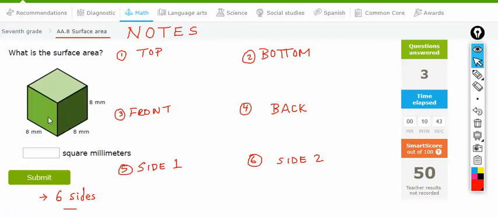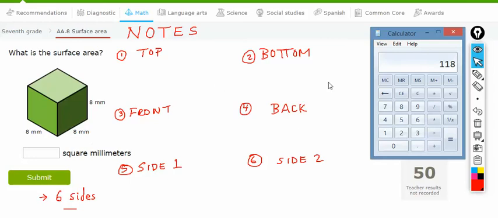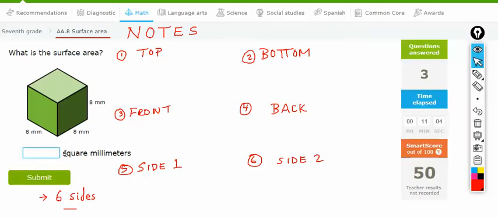Alright, with this one, this is a cube. It has 6 sides. I already know I'm going to do 8 times 8. 8 times 8 equals 64. So that's the 8 times the 8. And then I'm going to multiply that times the 6 sides. Okay, so this is 384, which I believe we did already.